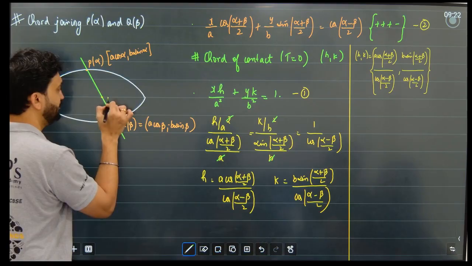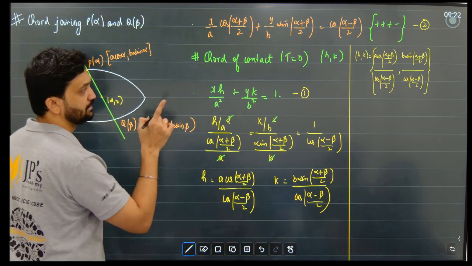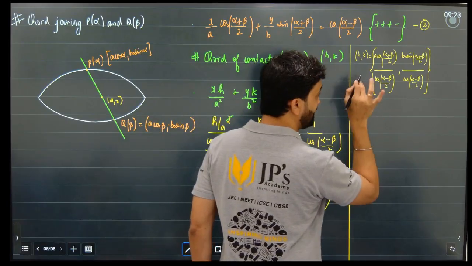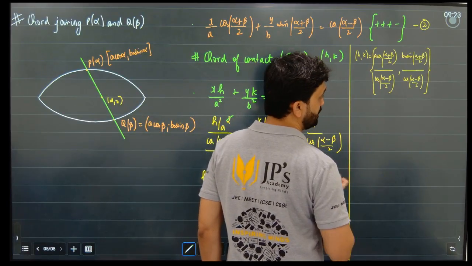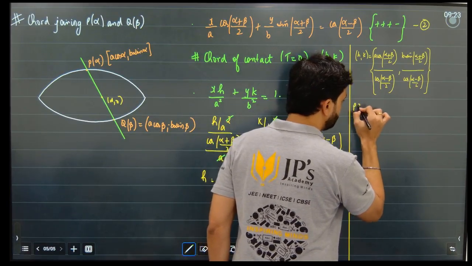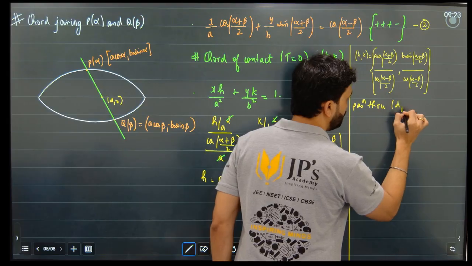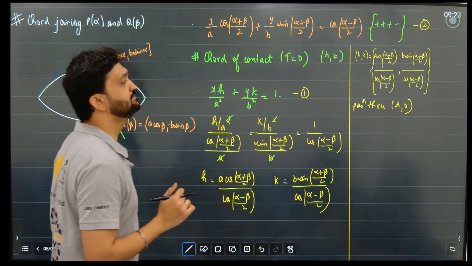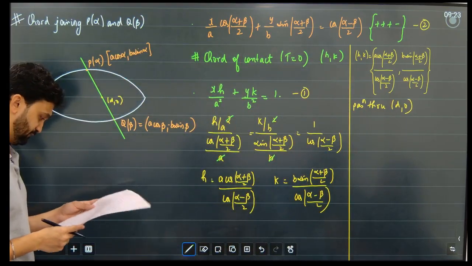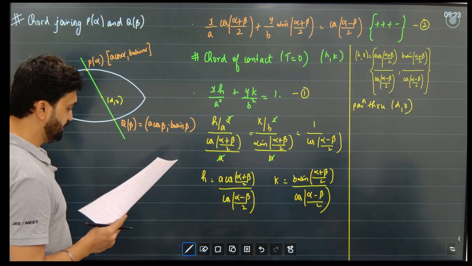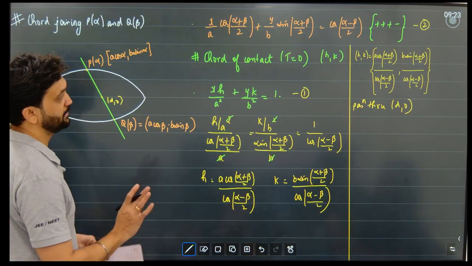Okay, basically on the x axis, I will say that it is passing through (d, 0). In other words, I understand that it is cutting the x axis. Okay, it is passing through (d, 0).